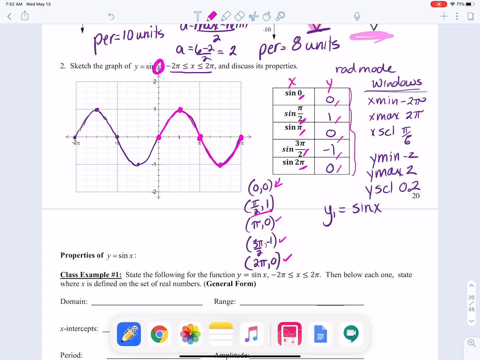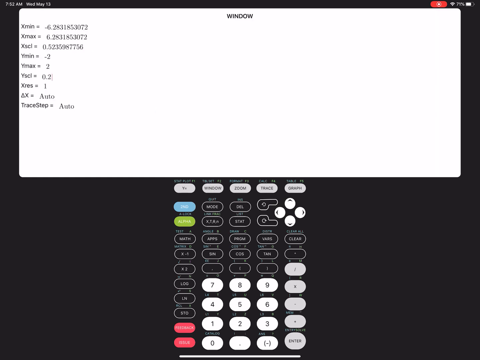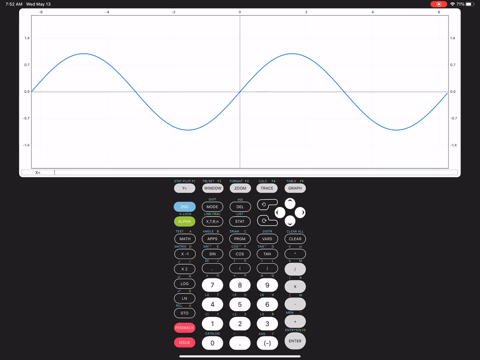So I'm going to show you my graphing calculator. Again, mine looks a little bit different because it's an iPad version, but you can see my windows. The calculator automatically, when I enter negative 2 pi, puts it into a decimal, so that's what your windows should look like. And we will have to adjust them later on when we deal with some transformations of trig functions, but that's the way it looks.